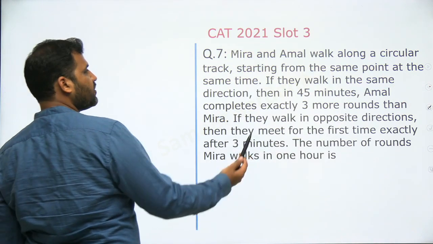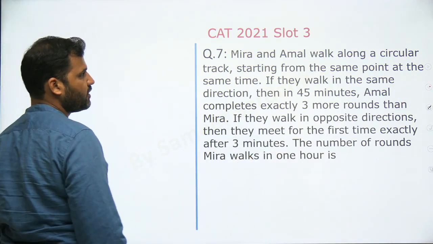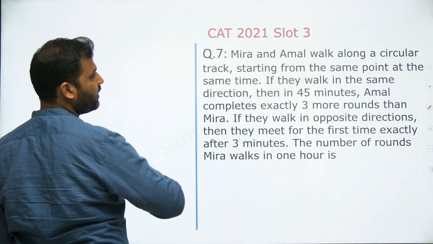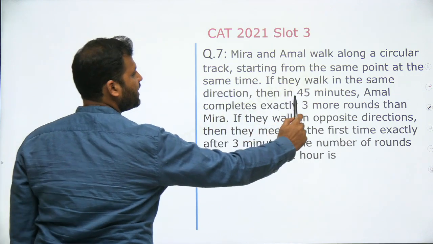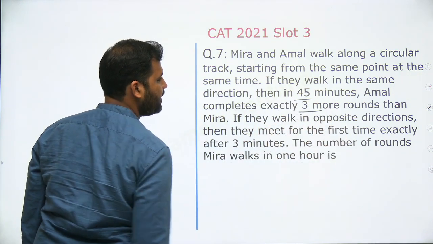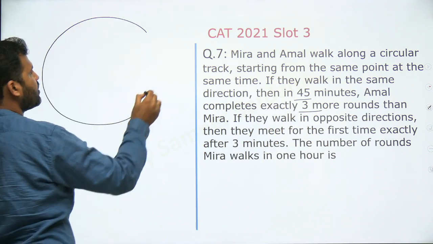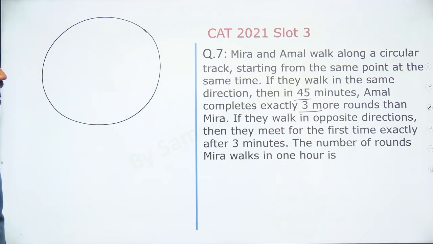There was only one question of time, speed and distance, based on the concept of circular track. Meera and Amal walk along a circular track starting from the same point at the same time. They walk in the same direction, such that in 45 minutes, Amal completes exactly 3 more rounds than Meera. So guys, this is a circular track. We do not know what is the length of the circular track.